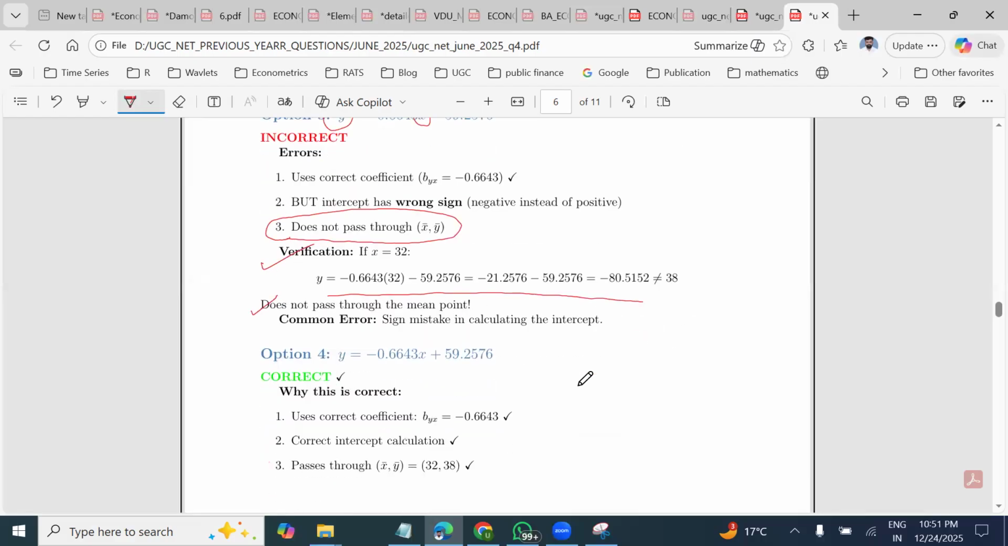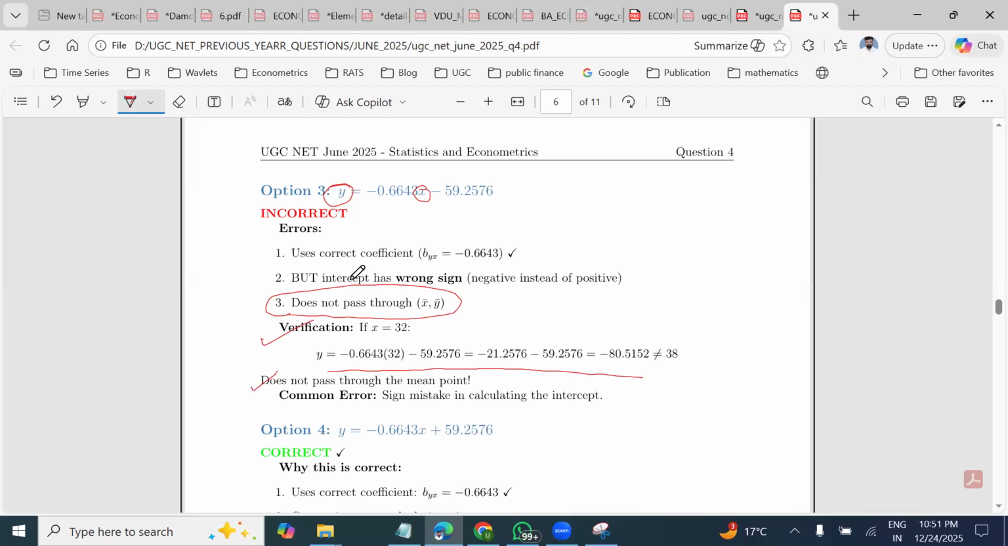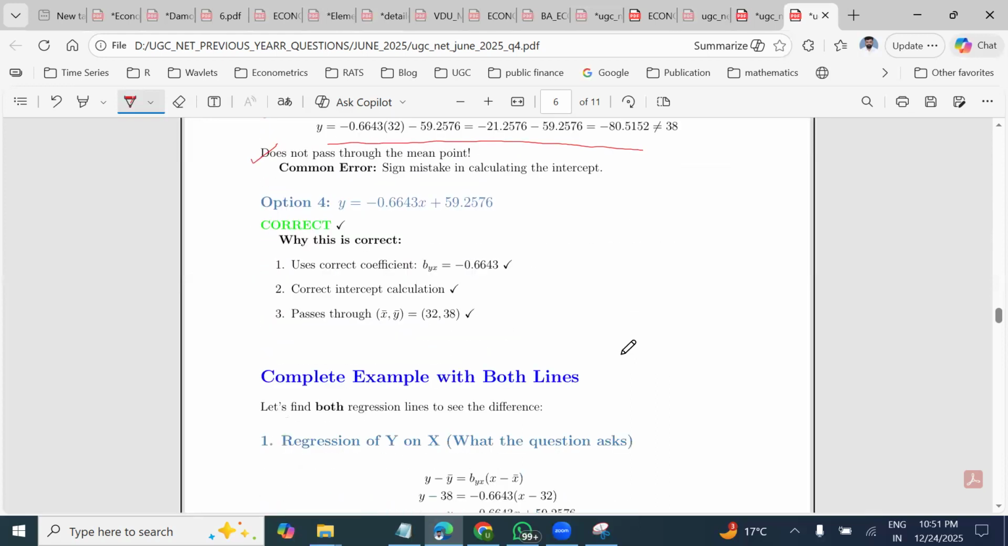Are you aware of how you will check whether this equation is actually the original equation you are looking for as the answer? Just replace x bar here, and if it equals the mean y bar, then it is fine. In other options, wherever it is not coming equal to 38, you simply say incorrect. You can see our correct option has this.